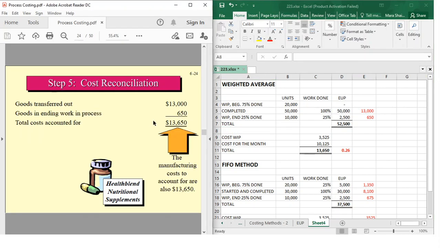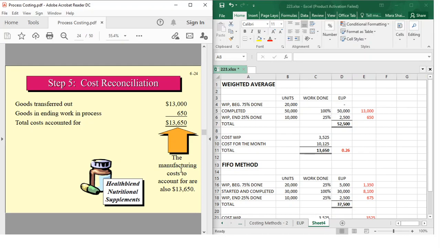Next is the cost reconciliation. Again, the cost is accounted for, or cost to account for. The cost to account for is your work in process or the cost for the month, while the cost accounted for is the other part: where the completed units go and where the ending work in process goes.